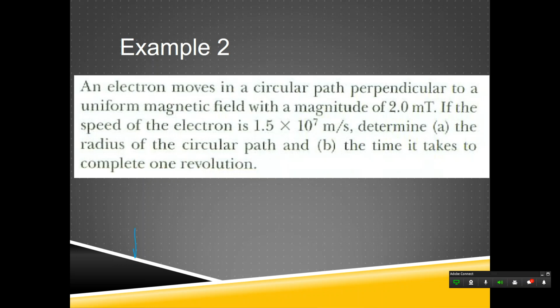So in this question, you might need to remember that FB would be equal to FC, which is equal to MV squared over R. Remember, centripetal force is dependent on velocity and mass.